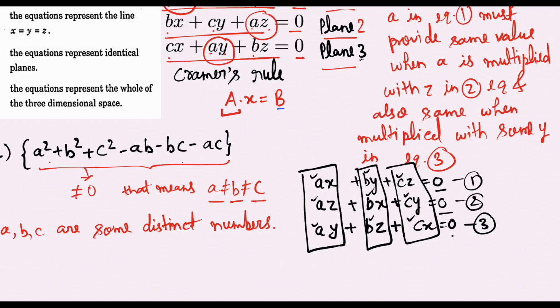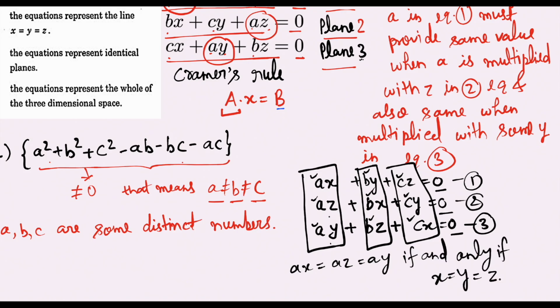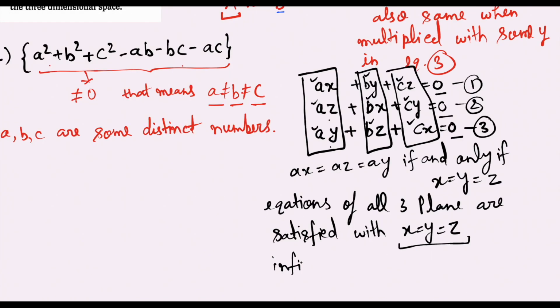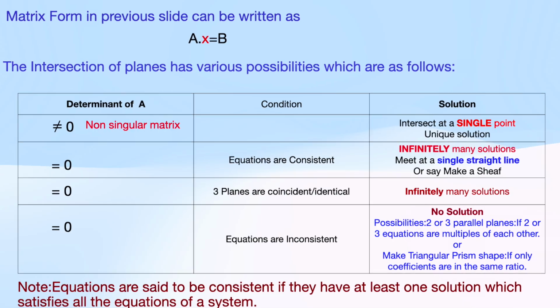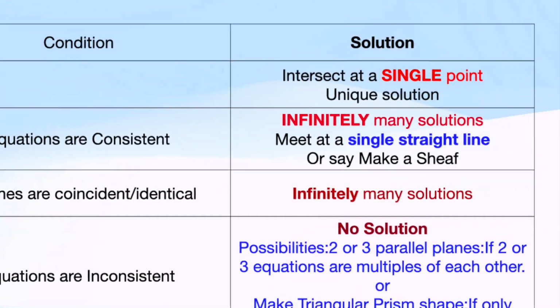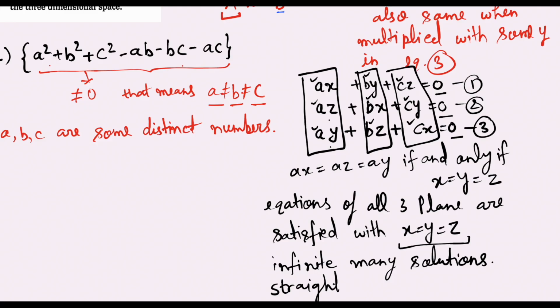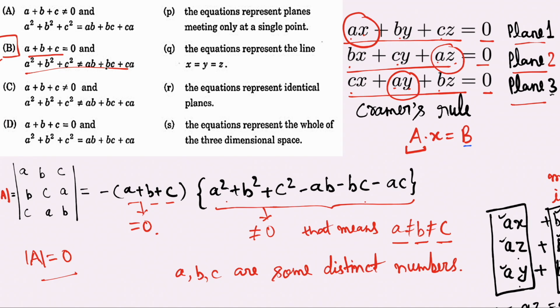So x, y and z are going to be the same, and all the three equations of planes are satisfied with x equal to y equal to z. And one more thing, x, y and z together can have a lot of values, so there are going to be infinitely many solutions. And if we go back to our condition of Cramer's rule, they are making a single straight line, and we check our options.